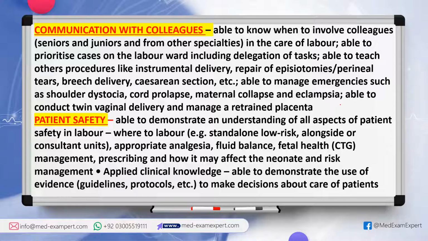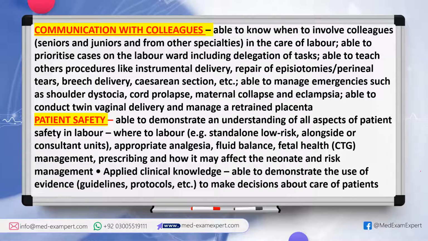Definitely the college wants you to prioritize your labor ward. The college wants you to know how you are going to reach your juniors, how you are going to teach them. So of course there is a hierarchy, right? Every senior has juniors, and a junior has the most junior as well. So this way the hierarchy works.